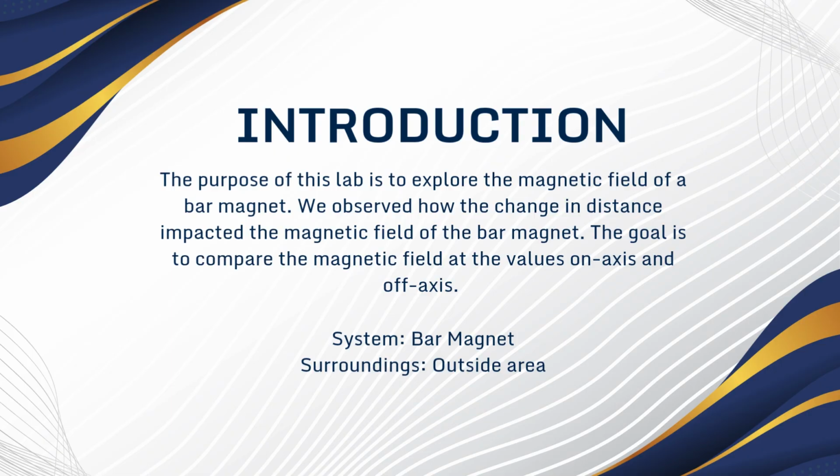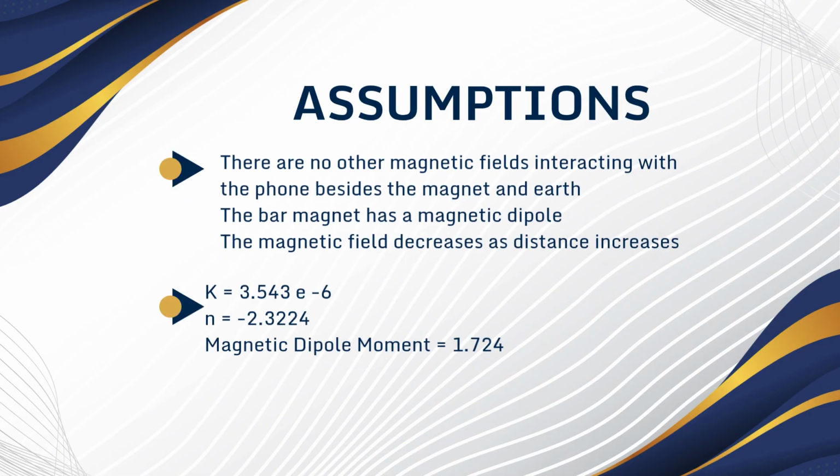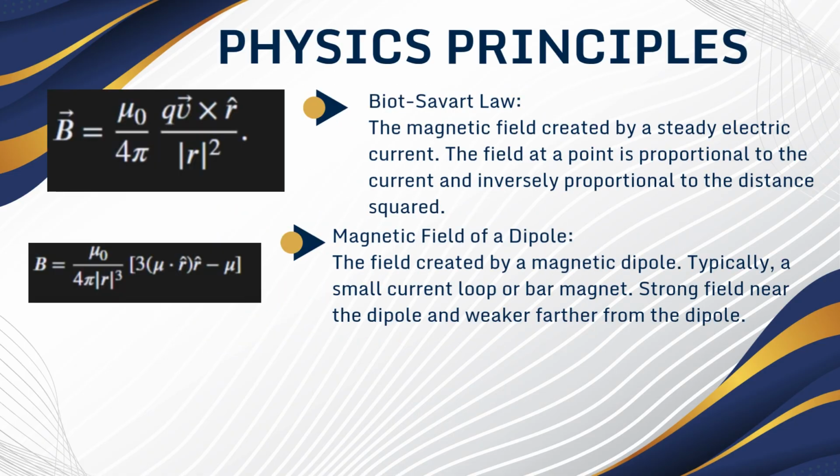The system in this lab was the bar magnet and the surrounding was the outside area. Some assumptions are there are no other magnetic fields interacting with the phone besides the magnet and the Earth. The bar magnet has a magnetic dipole and the magnetic field decreases as distance increases. The K is 3.543 e to the negative 6. The N value is negative 2.3224 and the magnetic dipole moment was found to be 1.724.